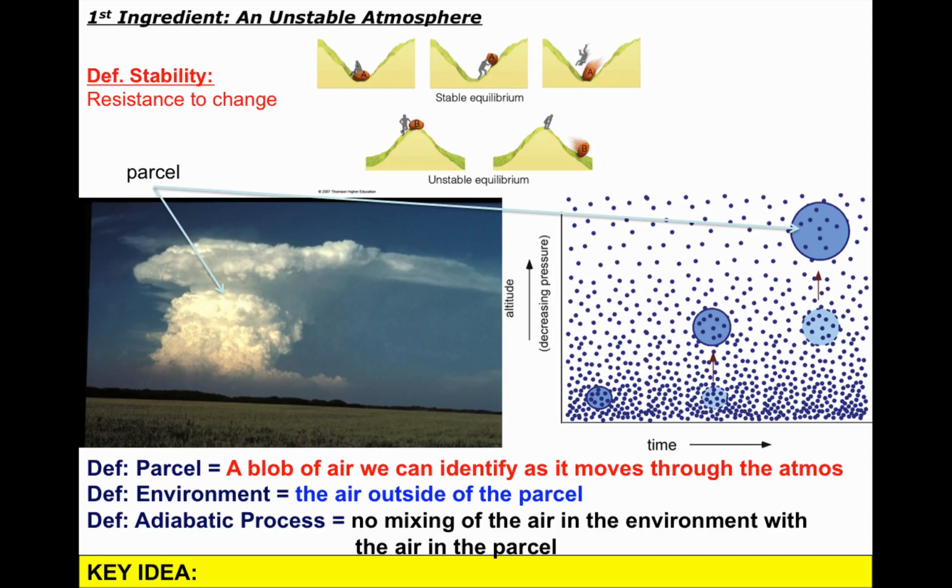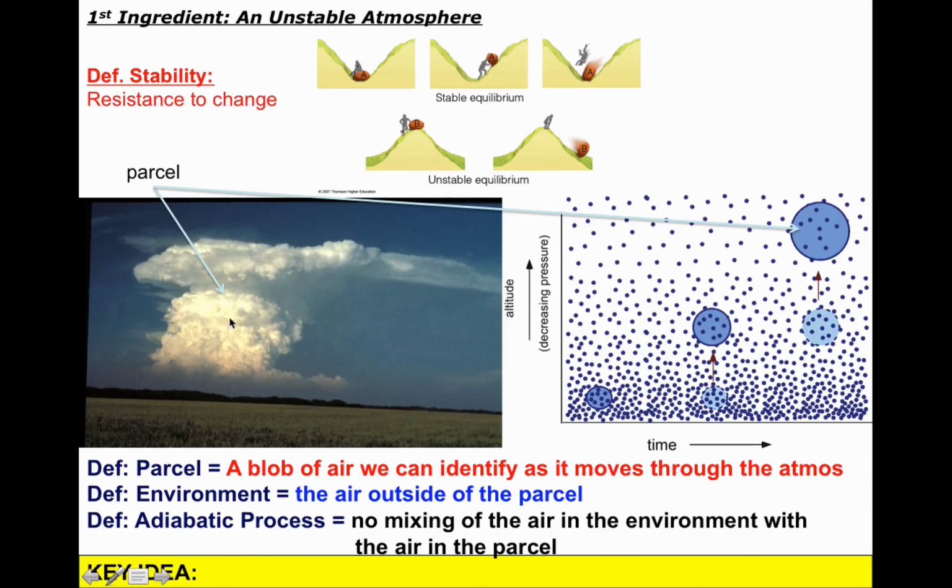So we're going to define something in this class called a parcel, an air parcel. It says down here that an air parcel is just a blob of air that we're going to identify as it moves throughout the atmosphere. We're always going to be comparing what happens inside of the air parcel to what happens outside of the air parcel. We're going to call what happens outside of the air parcel the environment, okay?